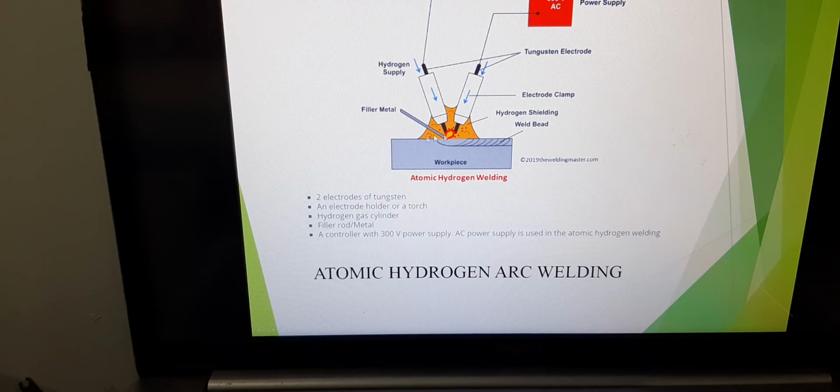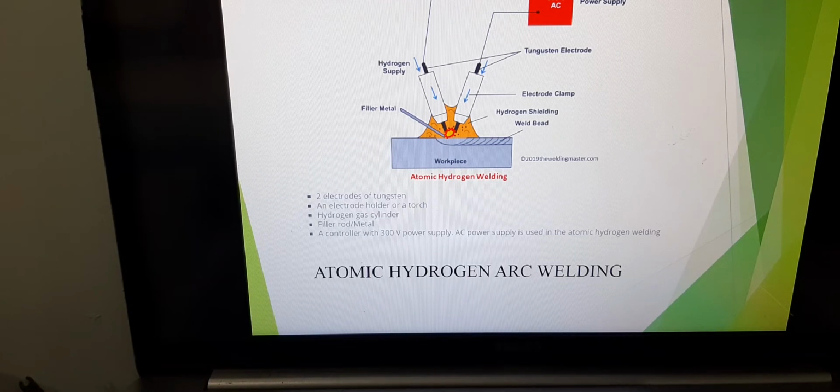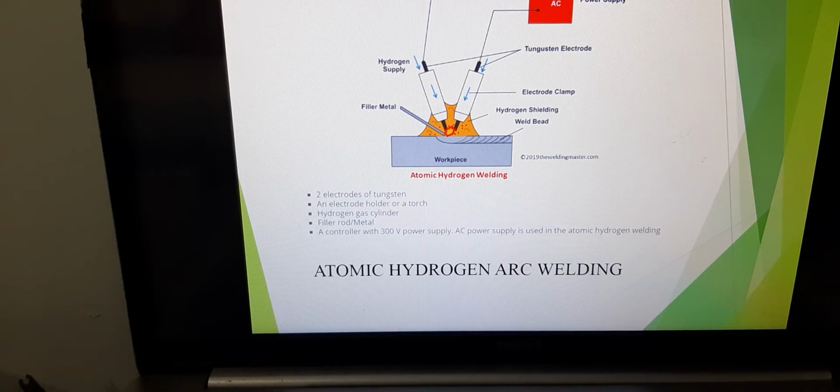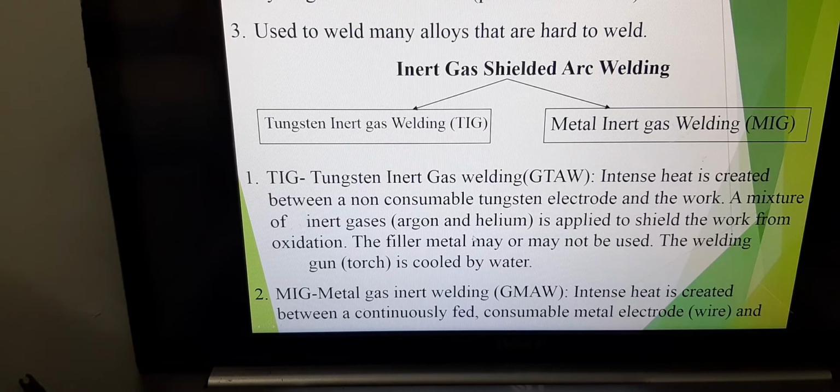And if there's any impurities present, the hydrogen would actually absorb all these impurities, and it will float on the surface of the weld. After the welding process, you're going to use a hammer, knock on the surface of it and remove that slag, and then you get your shiny surface of weld ready. Yeah, so that is atomic hydrogen arc welding.